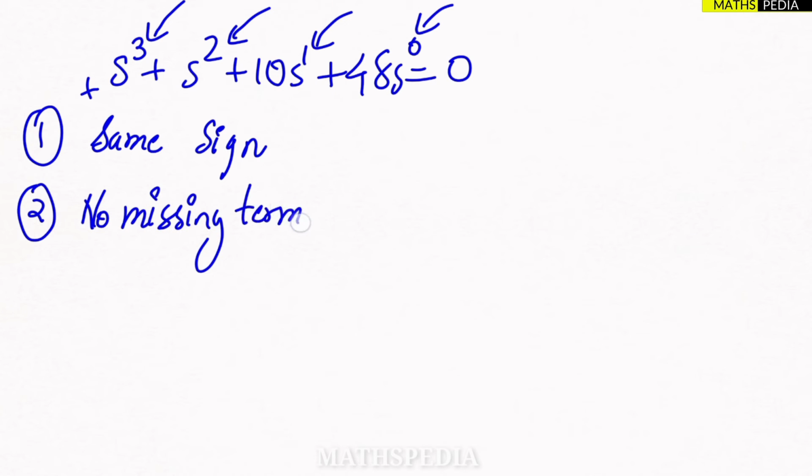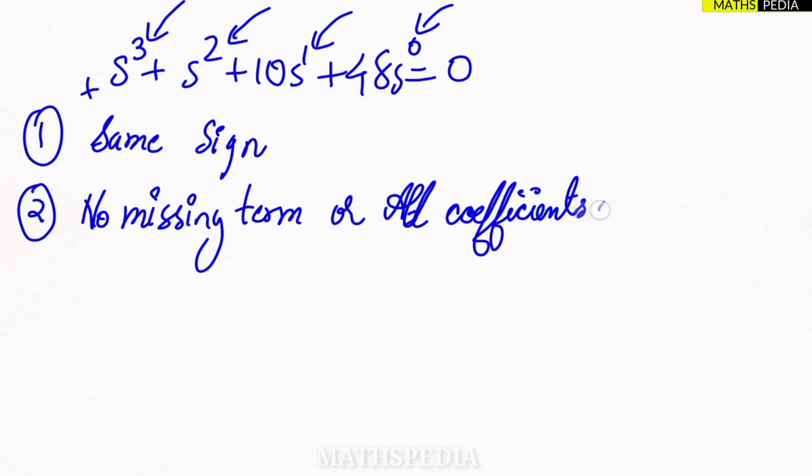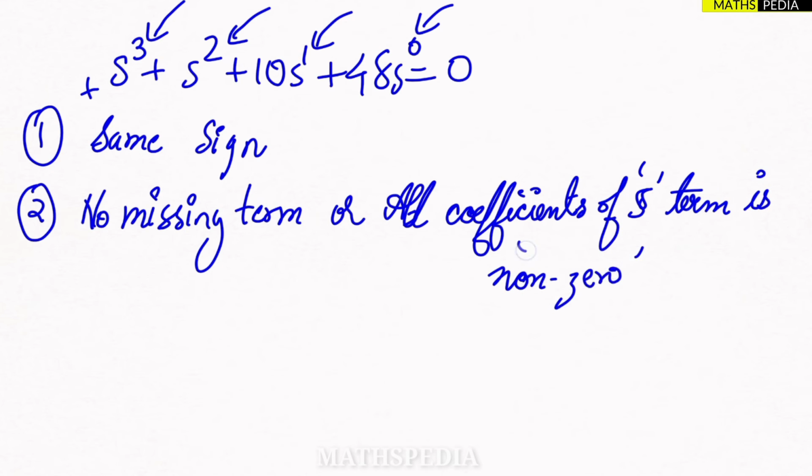So there is no missing term, or all the coefficients of s terms are non-zero, they are not 0. So both the conditions are satisfied, or you can say that there is no missing term. Both the conditions are satisfied, so we can say that it is a stable system.